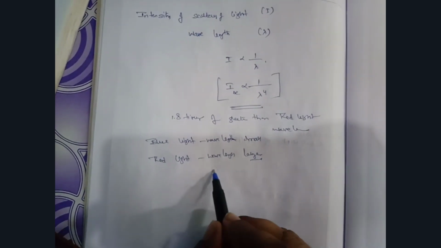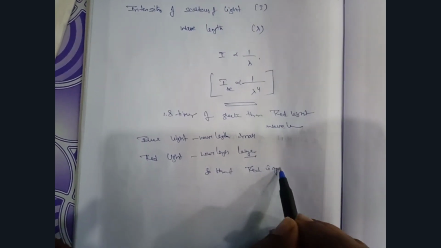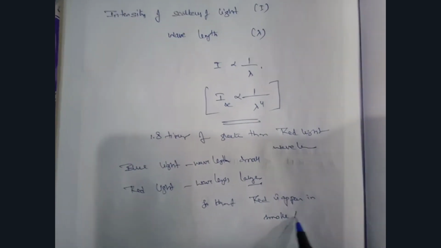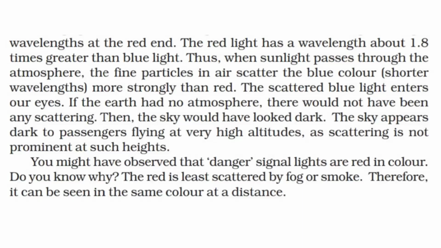So that's why red light is visible in fog or smoke. It is very clear, so we use red light for danger signals. We can observe red light signals from far away, very clear and clean. That's why red signals are used as danger signals. So this is the main concept of scattering of light.